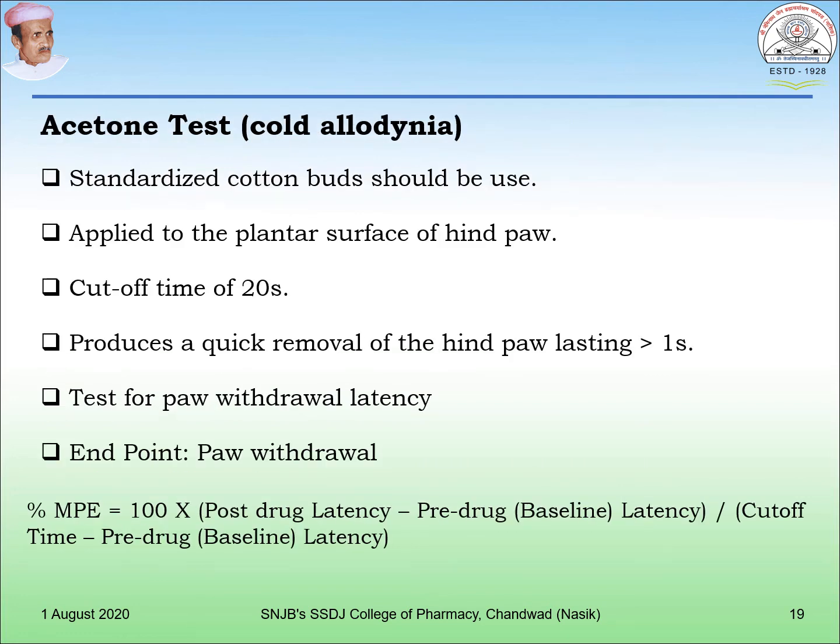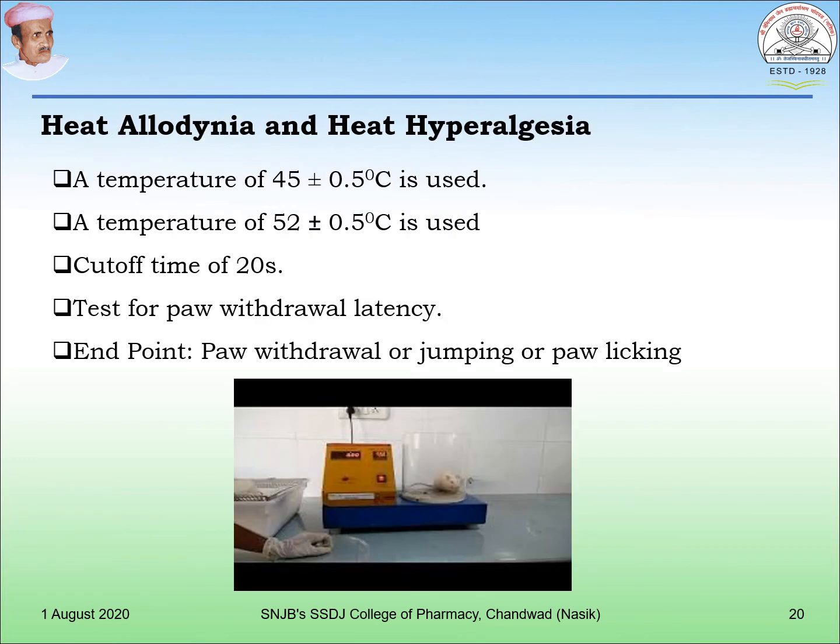Then another is the acetone test, which is called the cold allodynia. In this case, you can put a drop of acetone on a cotton bud and apply it to the plantar surface of the hind paw and observe the paw withdrawal latency, and again you can calculate the maximum potential effect by putting the value into the equation.